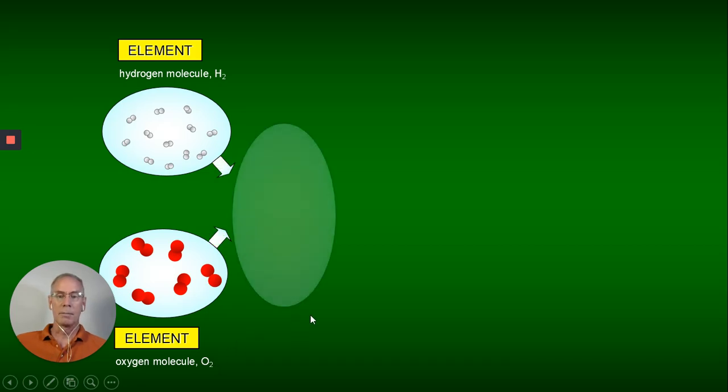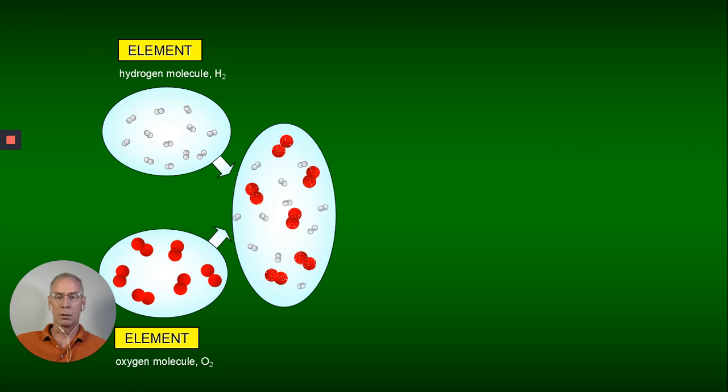And I can certainly mix those together. And when I mix them together, I have a mixture of elements, hydrogen and oxygen. That's probably pretty uniformly mixed. We can call that a homogeneous mixture.